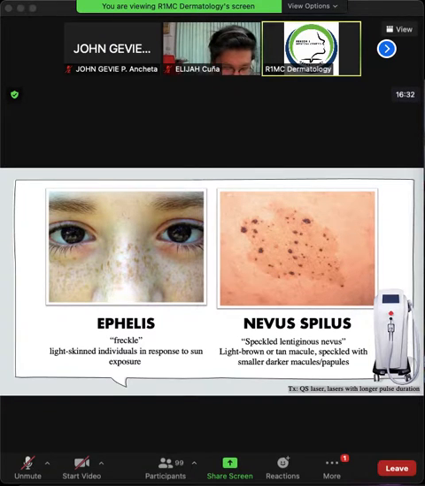You can also intervene with lasers with longer pulse duration, resulting in melanocyte destruction. And we can also consider giving lightening creams, but the response is actually not good for your nevus spilus.